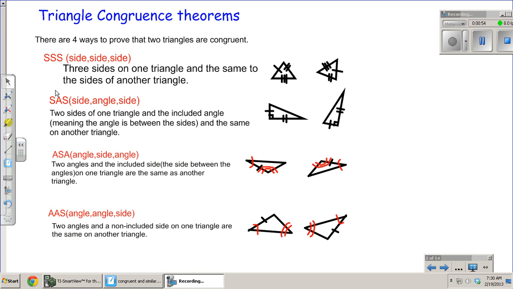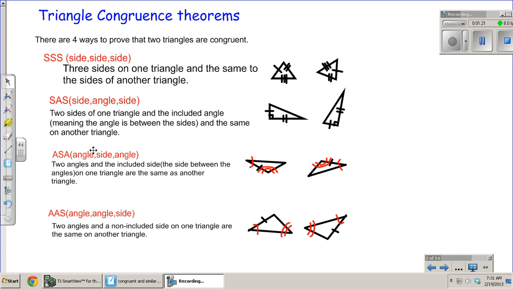Another one is if they have a side, an angle, and a side in exactly that order. See how that goes, side, angle, side? And this one has side, angle, side marked the same. If two triangles have that marked, they have a side, an angle, and a side that are alike, then the two triangles are congruent. Notice they don't have to be in the same direction. So that's the second one.